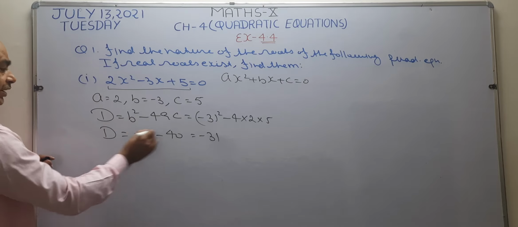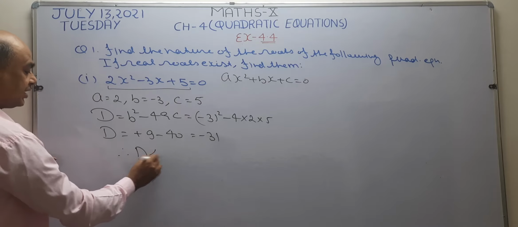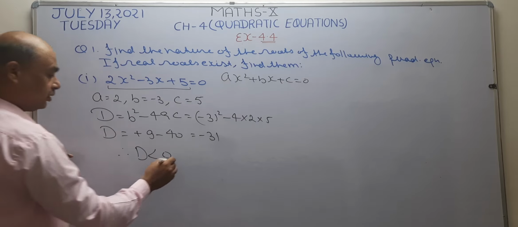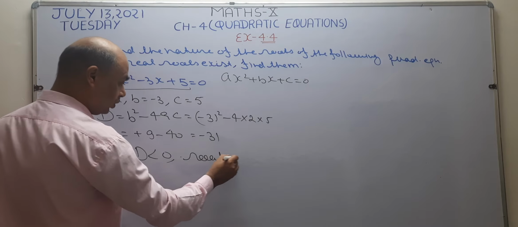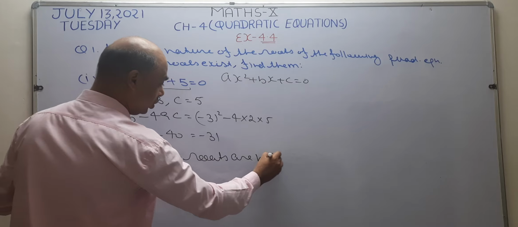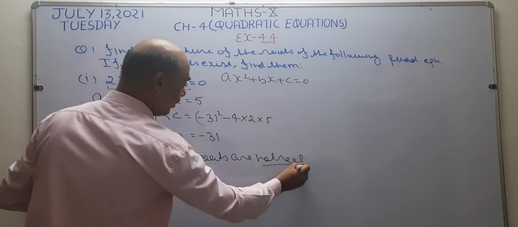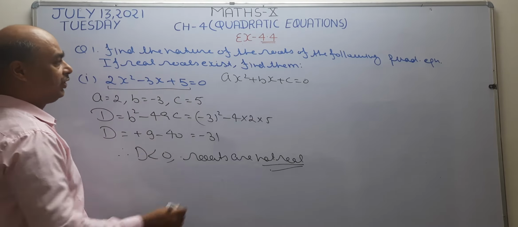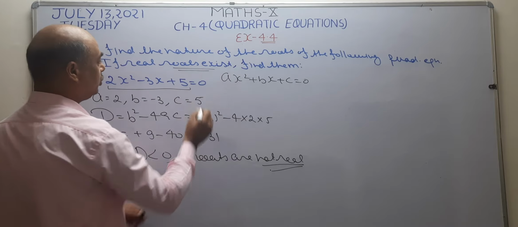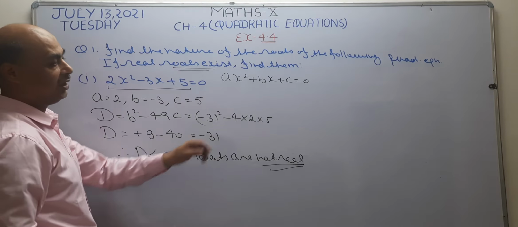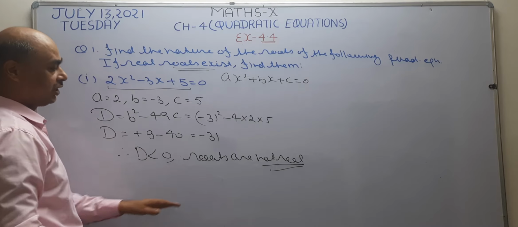As D is negative, therefore D is less than 0. In this case, the roots are not real. When roots are not real, then we don't need to find them. Only when real roots exist do we have to find the roots of the given quadratic equation. Now, the question is over.